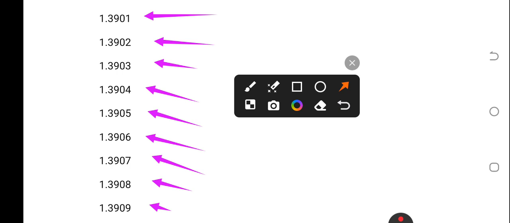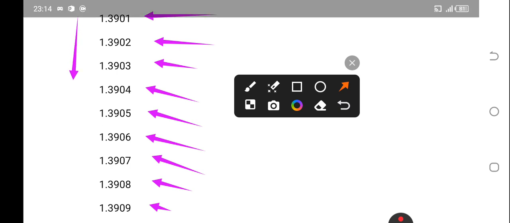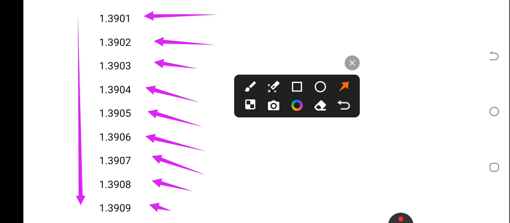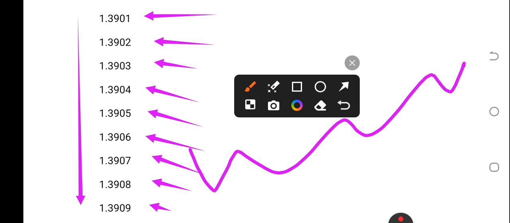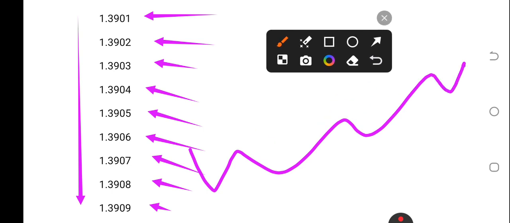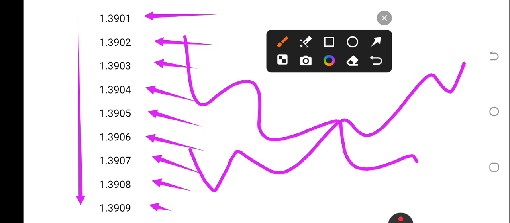Now imagine it's the other way around, that it is decreasing. Instead, from 1.3909, we move to 1.3908, to 1.3907, 06, 5, 4, 3, 2, 1, like that. So that is how the market moves. The market will either move upwards or downwards. It's going to move in your favor or against you.